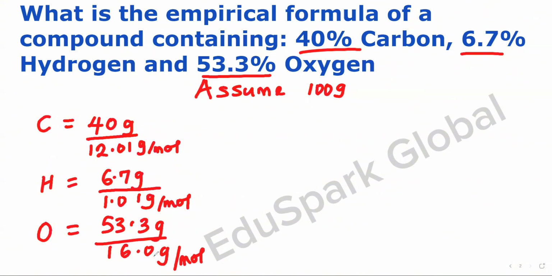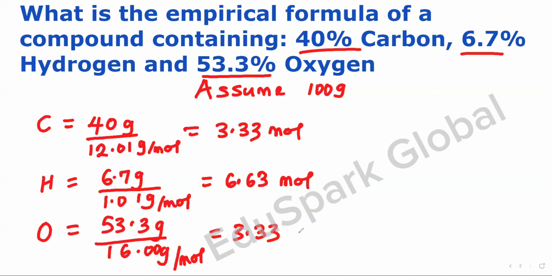Now, 40 divided by 12.01 is going to give us 3.33, and hydrogen would be 6.63 when divided, and 53.3 divided by 16 will give us 3.33. Now, these are their moles, okay? So what we just did was convert to their moles.